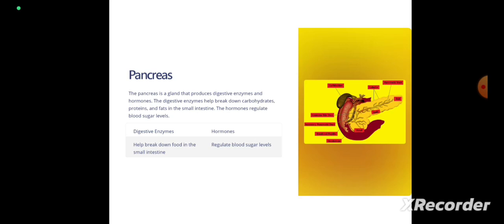The lipase enzyme helps in the digestion of fat by converting fats into fatty acids and glycerol.